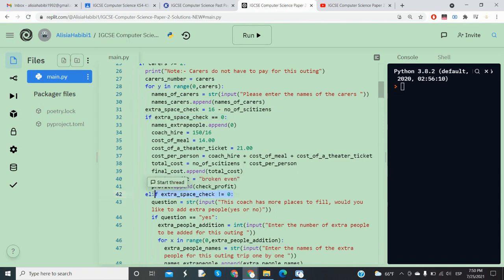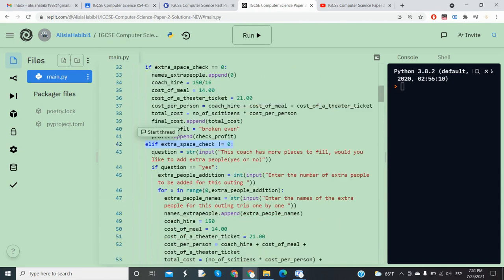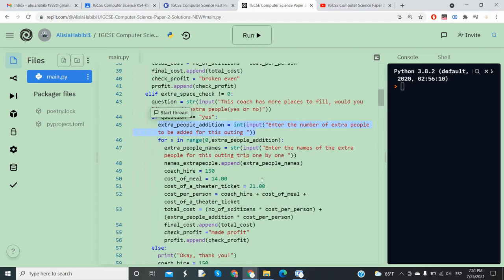And so the elif statement is in case the extra space is not equal to 0, which means there is actually extra space. Then it's going to be asking the user, telling them that the coach has more spaces to fill, and then it's going to ask them, would you like to add extra people, yes or no? And if the response is equal to yes, then it's going to tell them to enter the number of extra people they would like to add, because they have to choose if they want to add or not.